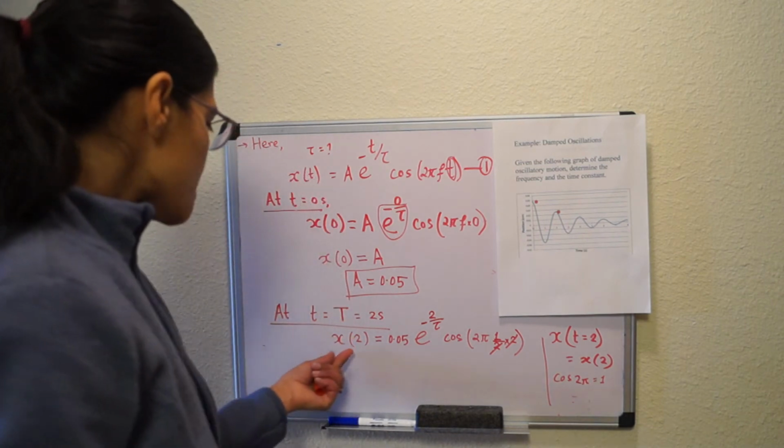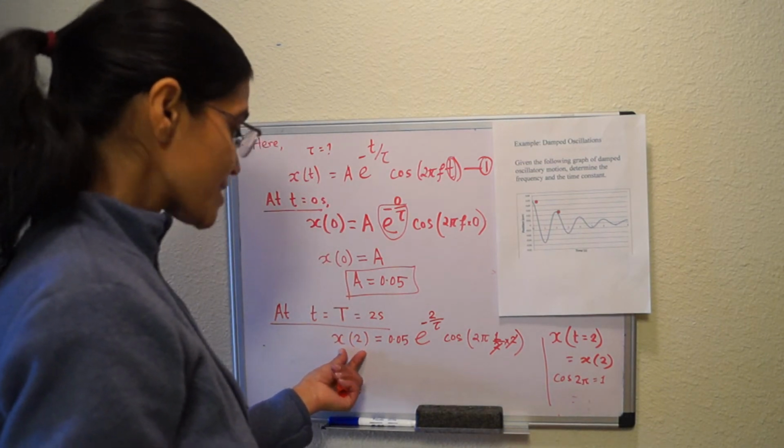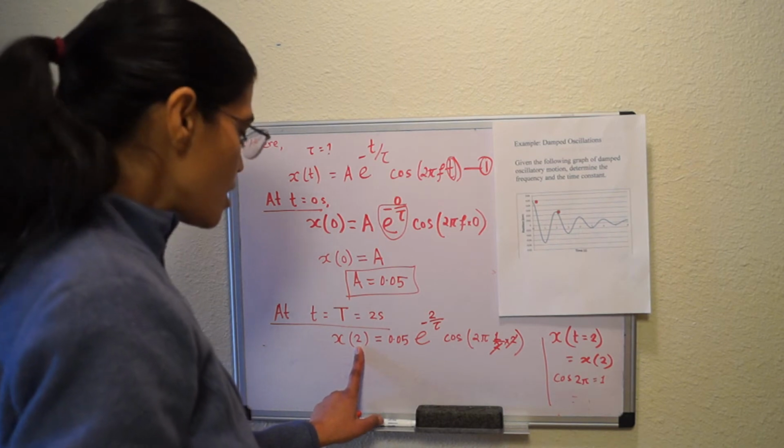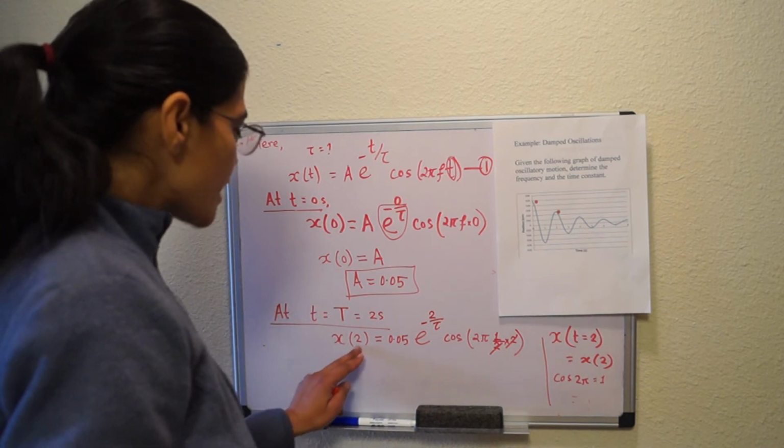Now, another piece of information is x2, x at 2 seconds. This is important. So what is the value of the position at 2 seconds?